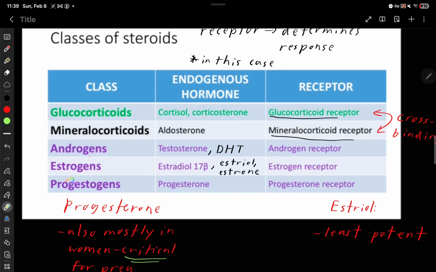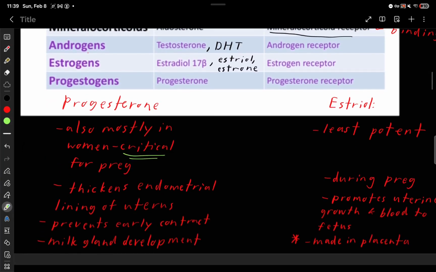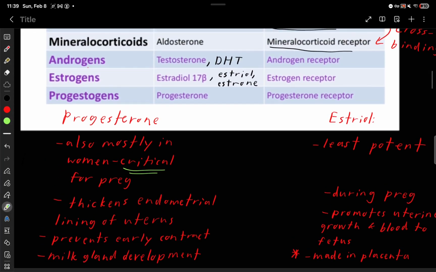Now there's the other sex steroid, which is progesterone. Like estrogen, progesterone is also much more prominent in women than in men, but its main focus is all to do with pregnancy. So it works alongside estriol, except progesterone is way more important.